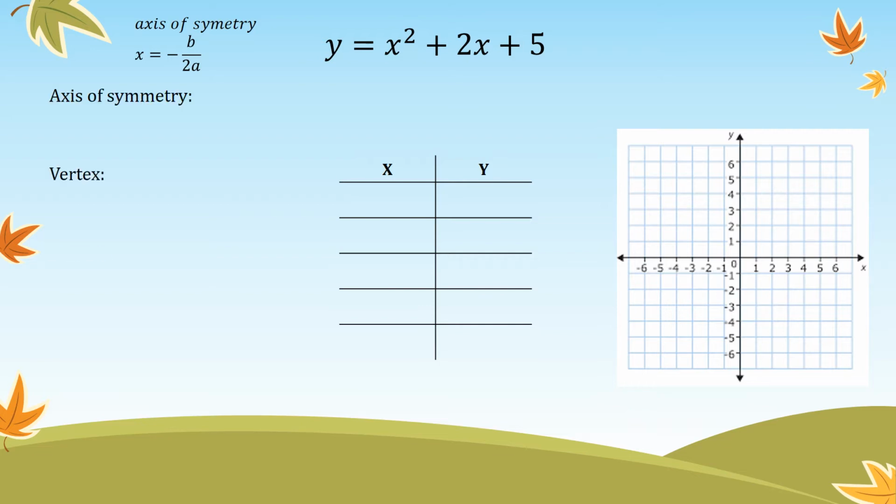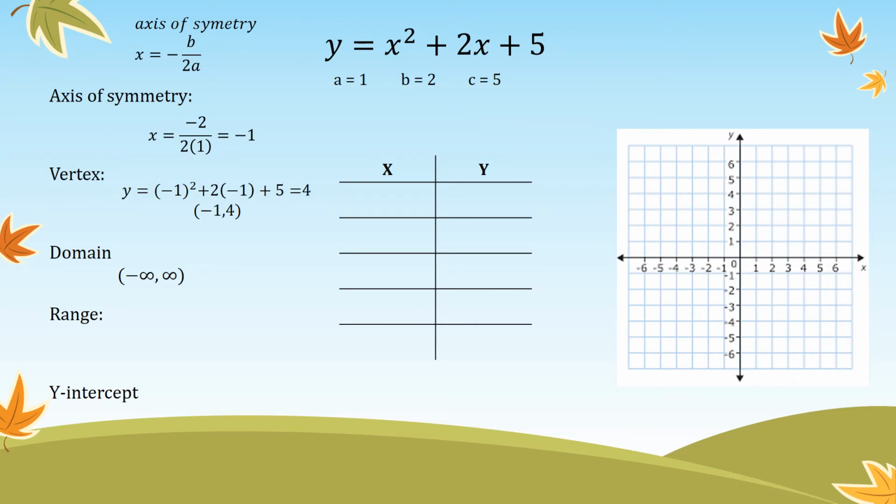Again, we need to find A, B, and C. So A is 1, B is 2, and C is 5. To find the axis of symmetry, we do negative b over 2a. So this is going to be negative 2 divided by 2 times 1, which gives us negative 1. Again, to find the vertex, we put negative 1 into our expression. Notice the way I put negative 1 in parentheses and then squared it.